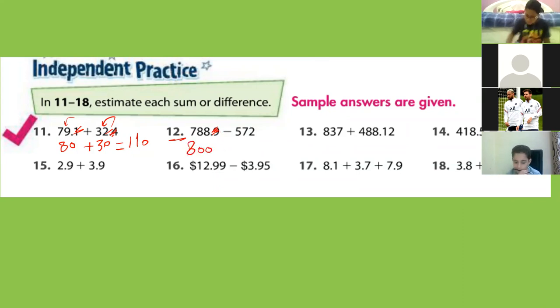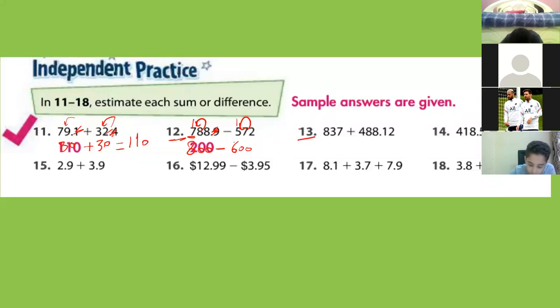Okay, that's going to be subtracted this 572, going to be 600. Why 600? Because 7 is rich, it will give 1. Okay, why 800? Because 8 is rich, it will give 1 over 7, 800. 1 over 5, 600. 800 minus 600 going to be what? 800 minus 600 equal 200. Can you solve 13 yourself?